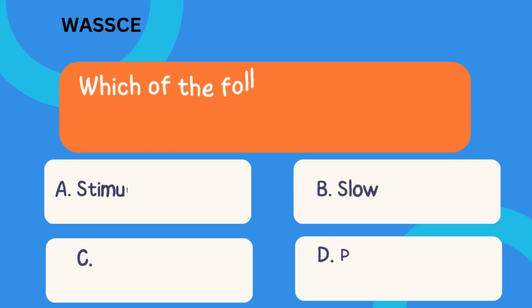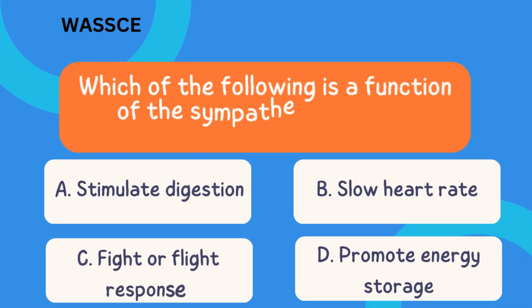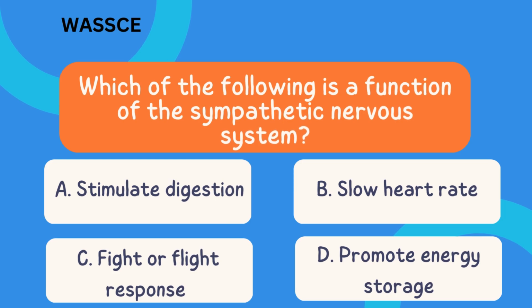The next question is from WAEC, and it says, which of the following is a function of the sympathetic nervous system? A. Stimulates digestion. B. Slows heart rate. C. Fight or flight response. And D. Promotes energy storage. Look at these functions critically and pick the one that is performed by the sympathetic nervous system.